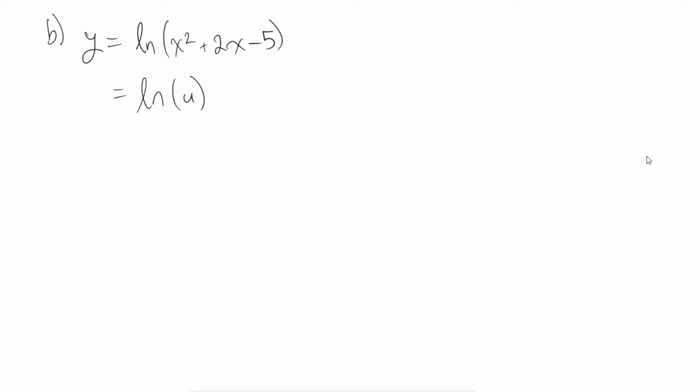Let's try b then. So for b, we have y is equal to the natural logarithm of x squared plus 2x minus 5. Well, for this one, we're going to want to use the chain rule. And let's make our life easy, and let's just say that is the natural logarithm of u. So let u equal x squared plus 2x minus 5.